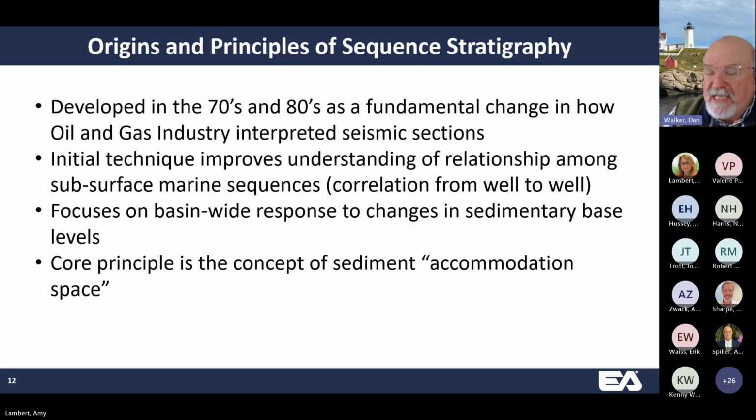And so the real key here is that we're looking for a way to correlate from borehole to borehole where we see a basin-wide response to something like a change in sea level or maybe a glacial retreat, something that's going to affect the landscape more or less uniformly in a given time. And where this really comes into play in sequence stratigraphy, because it affects how the sediment is deposited, is the creation of something called accommodation space. Next, please.